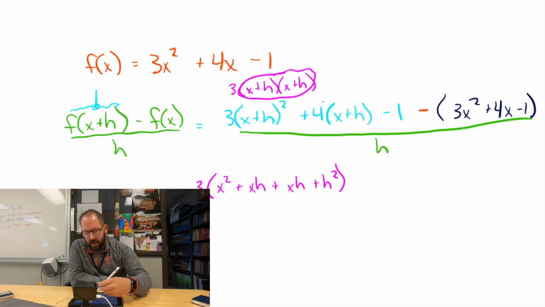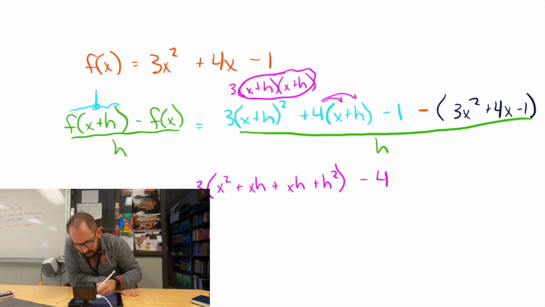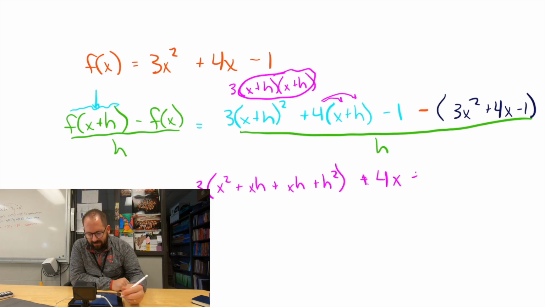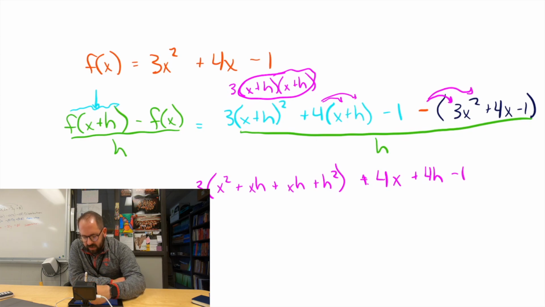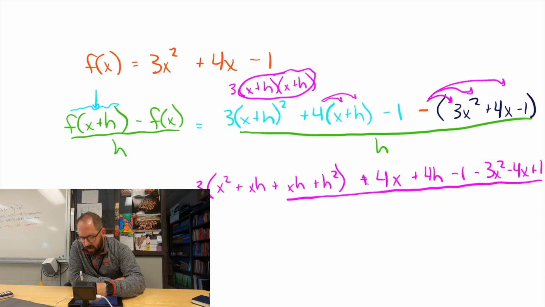Now for the back, I'm going to distribute the 4 to everything back here. So this turns out to be 4x plus 4h, and then we have the minus 1. And then we're going to distribute this negative sign back here to all these parts. So that's negative 3x squared minus 4x plus 1, all over h.